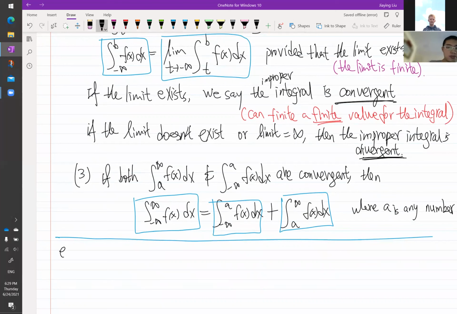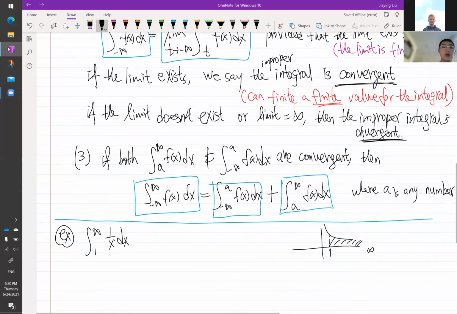So the first example I have is if we're looking from 1 to infinity of 1 over x dx. If you recall, the graph of 1 over x looks like this. 1 is here. Infinity is all the way at the end. So we're looking for this area. Right? That's just what that integral tells us. How do we find it?